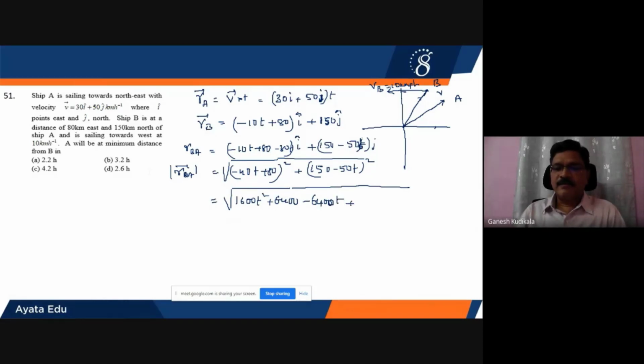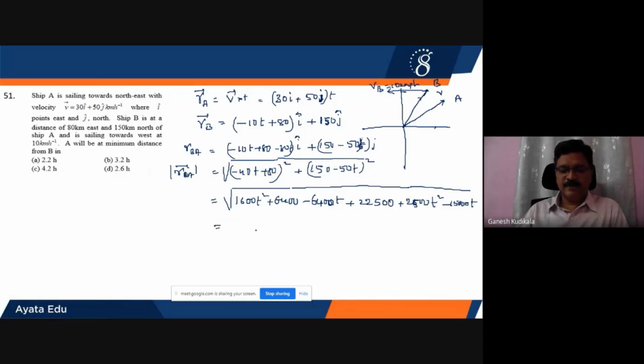Okay, then 15 square will become 225, therefore 225 into 2500 plus 50 square, it is 2500 square into t square minus 2 into 150 into 150 will become minus 1500, or minus 15,000 into t. Okay, this is the one we have obtained here. Now what exactly am I going to do now? I'm going to simplify this one.